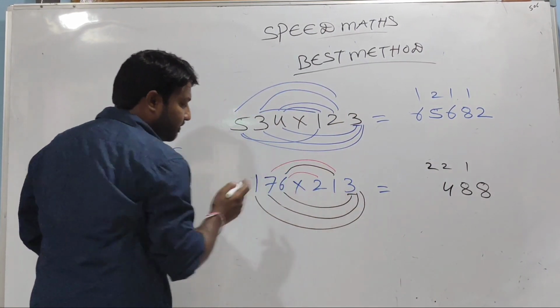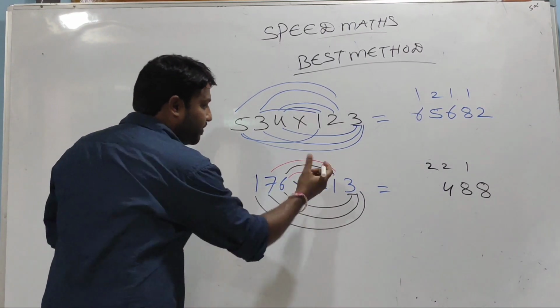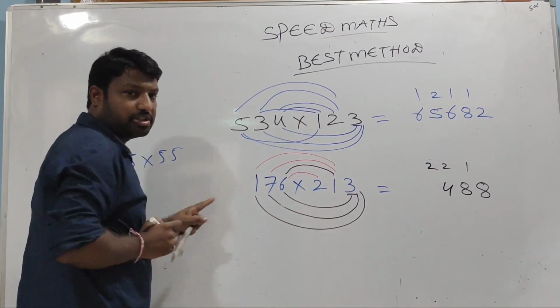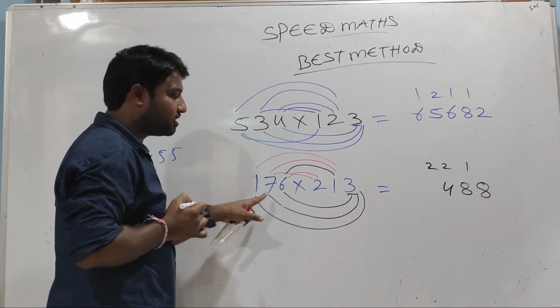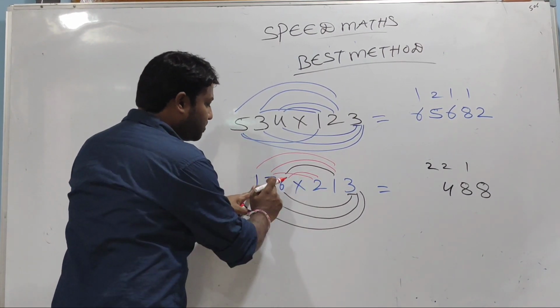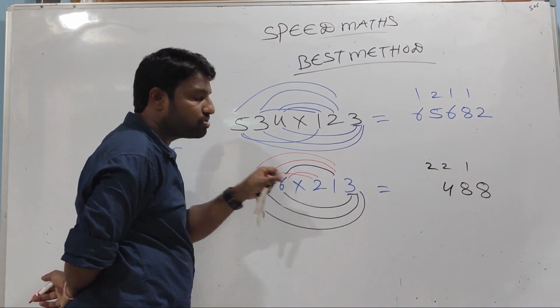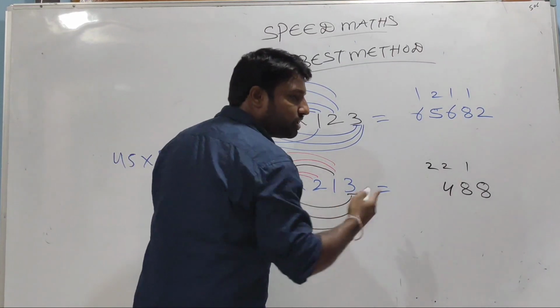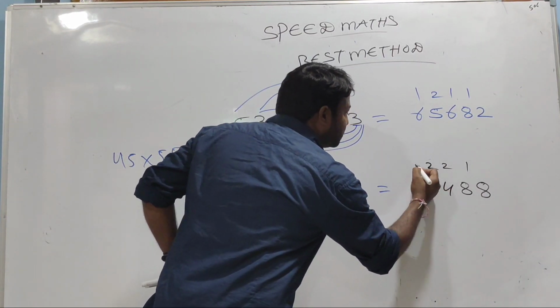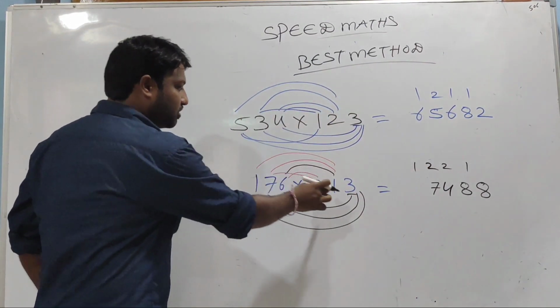Next, on the other end, 1 only. So where will 1 move? 1 will move to 1. Next, where will this 2 move? 2 will move to 6. So 1 1s are 1, 7 2s are 14. 1 plus 14 is 15, plus 2 there. 15 plus 2 is 17. So carry 1. This is also completed.